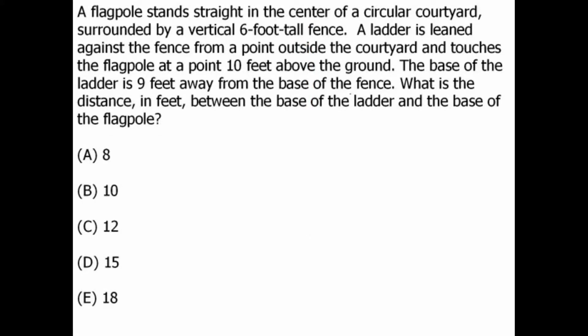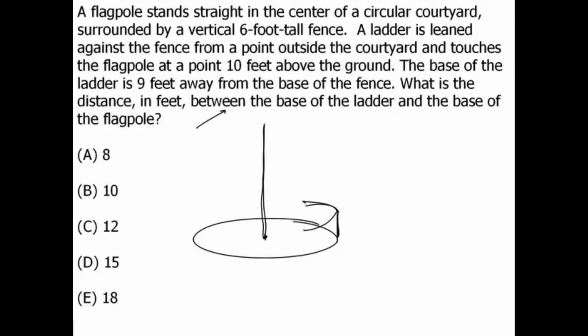So this problem is really about digesting all this information and putting a diagram together, and that's probably what takes most of the time. So there's a circular courtyard, and there's a flagpole that stands. You don't have to have really pretty diagrams in the exam. So we're told that it has a 6-foot tall fence. So the fence also goes around like that. This is 6 foot. And a ladder is leaned against the fence from a point outside. So something like that. The ladder is leaning against the fence.